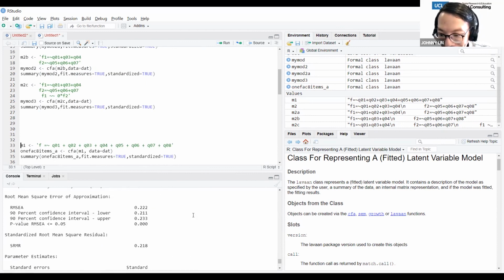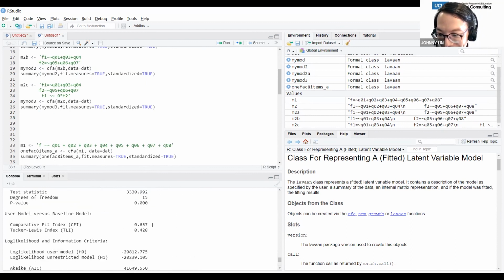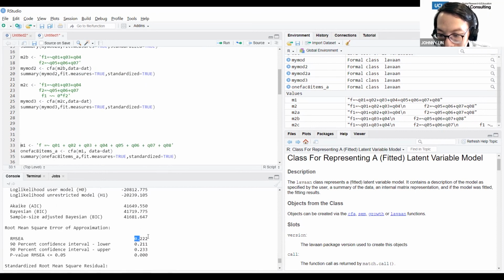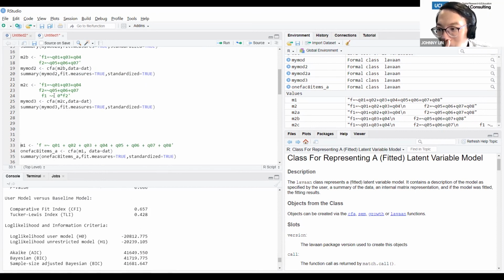Bad, right? Yeah, okay, so 0.65, 0.42, RMSEA 0.22, right? So just because you constrain your factors to be uncorrelated doesn't mean it's actually reproducing your data, that your data itself is uncorrelated. You want to make sure that your model accurately reflects the data, and that's really the point of these fit indices. So good job.